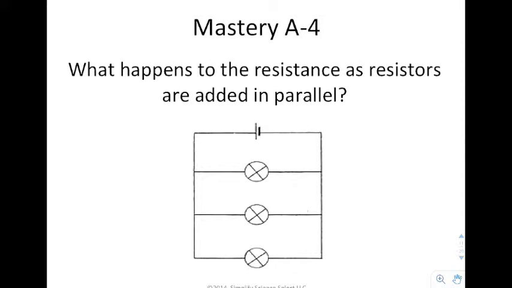What happens to the resistance as resistors are added in parallel? So as you add resistors in parallel, the resistance actually decreases because it's like adding another lane to a highway. When you add another lane to a highway, there's another path for cars to take. So there's less likelihood that there will be traffic.